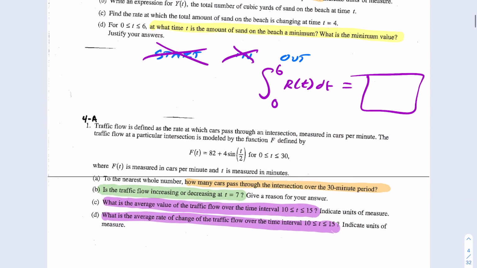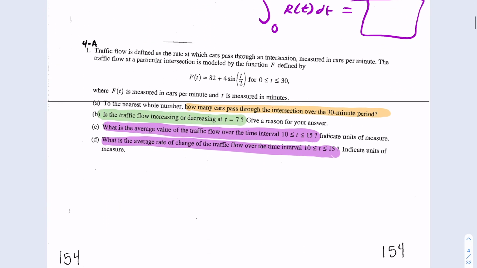Let's do one more. Go ahead and try this one here with traffic flow. How many cars pass through the intersection over the 30-minute period? In this case, there is just traffic flow. There's not really cars entering or leaving. It's just passing through the intersection. So in this case, it would just be the integral of f from 0 to 30.